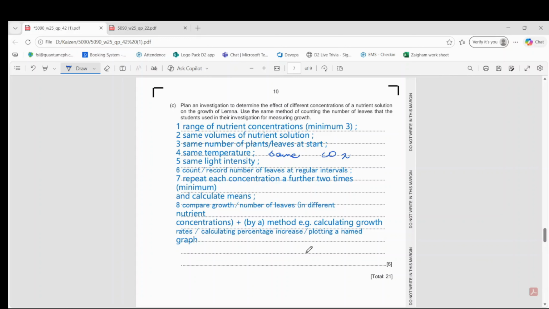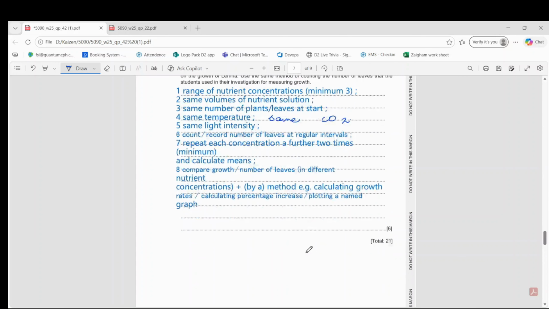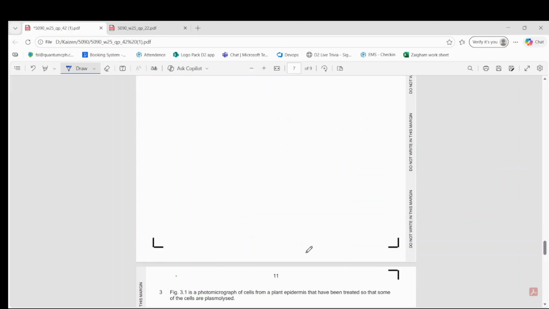Yes, or otherwise you can write that they would be kept constant: same number of leaves at the start of the experiment, same volume of nutrient, same temperature, same light intensity, same carbon dioxide concentration. Or you can write that carbon dioxide concentration, temperature, number of leaves at the start, or the volume of nutrient solution should be kept constant.